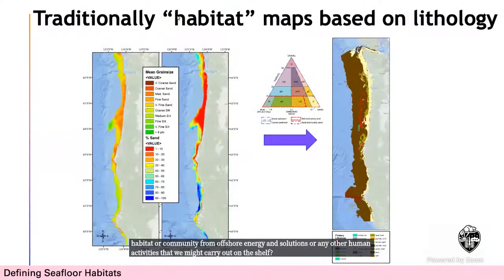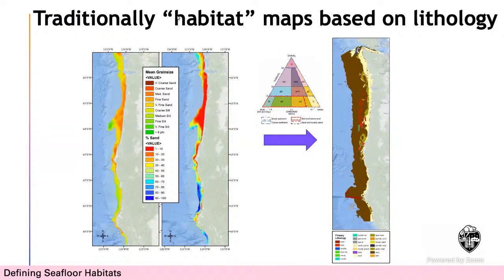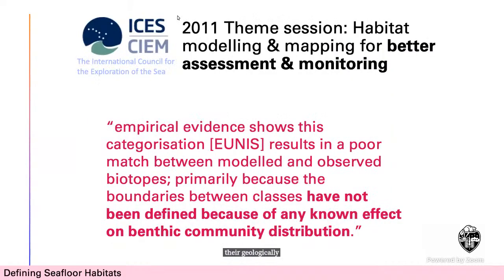As I mentioned, we've got these great maps of the seafloor on our shelf. And traditionally they have been called habitat maps, but they in fact are not habitat maps. They're geologic maps, because the boundaries between classes have not been defined based on any known ecological criteria.